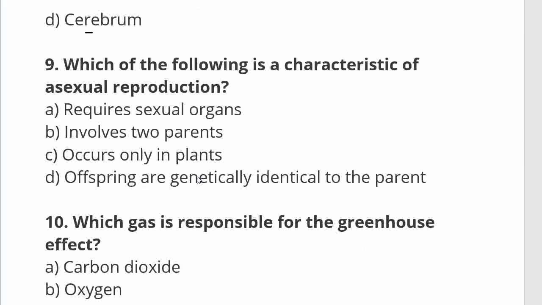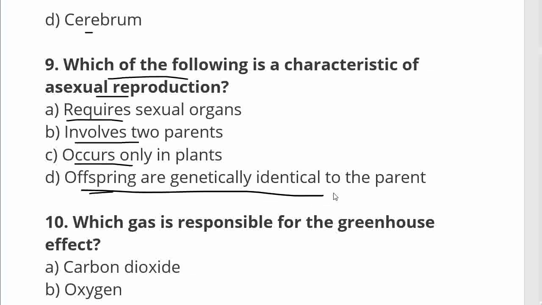Now, the next question is, which of the following is a characteristic of asexual reproduction? Options are A. Requires sexual organs, B. Involves two parents, option C. Occurs only in plants, option D. Offspring are genetically identical to the parent. Then the right answer is option D. Offspring are genetically identical to the parent.